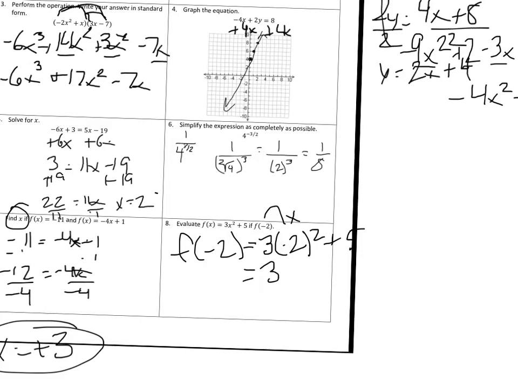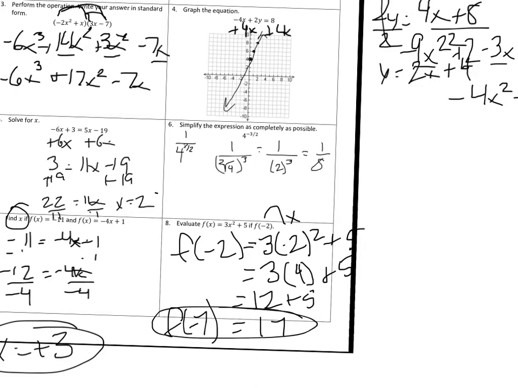I have to square first by order of operations, so negative 2 times itself is a positive 4. And then I'm just going to simplify. 3 times 4, multiplication first, is 12. And then add those combined like terms, I get 17. So when I plug in negative 2 as an input, I get 17 as an output. And I have about 5 questions on the second sheet. So now we're working on questions 9 through 13.